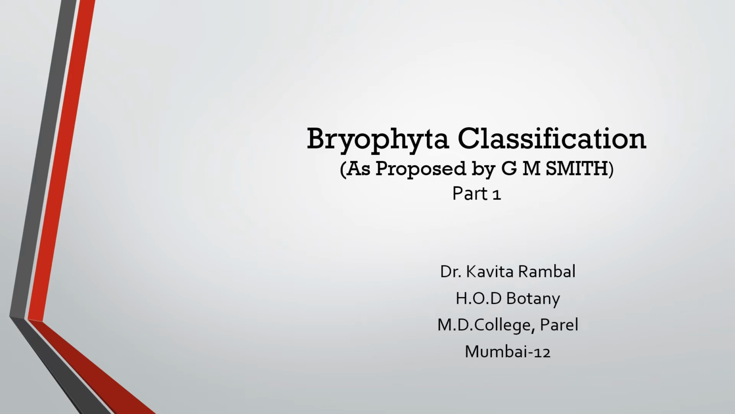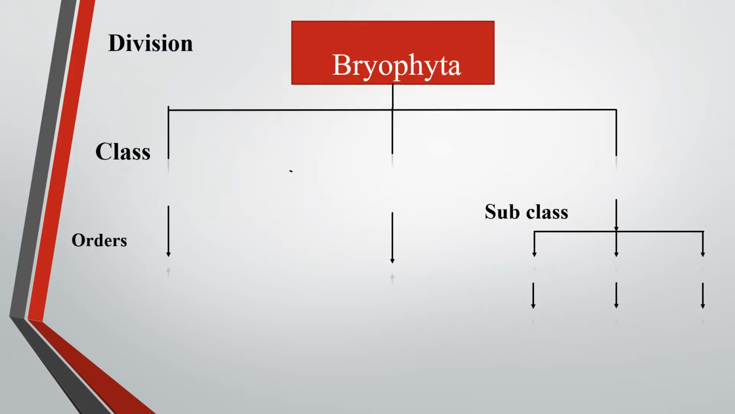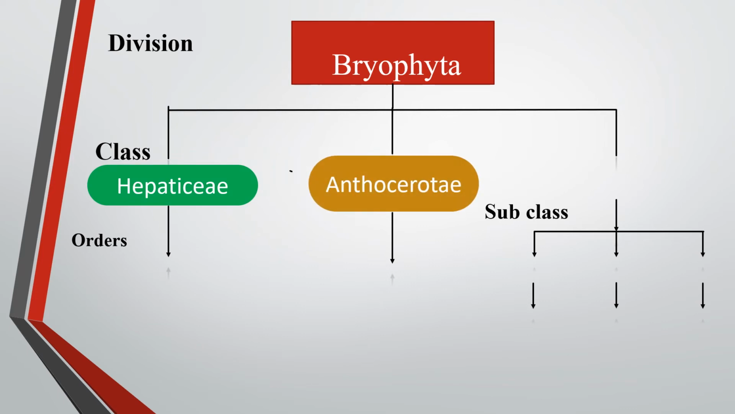Dear students, let us study Bryophyta classification. Let's do the classification of Bryophyta as proposed by G.M. Smith. Division Bryophyta is divided by Smith into three classes, and these classes include Hepaticae, Anthocerotae, and Musci.